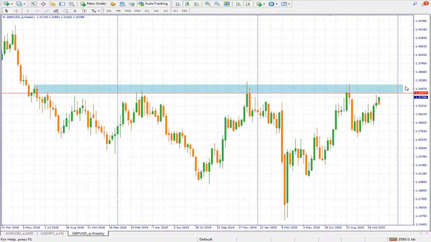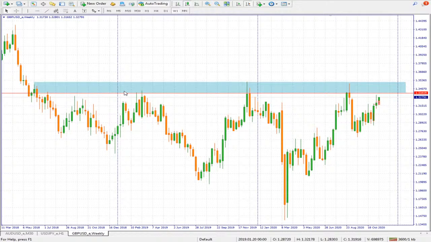You can see what has been happening for a very long time now. The price has been using this zone as a resistance level. From this point, it was a resistance. The price continued down, it came back as a resistance, it continued down, it came back as a resistance, and it continued down again. So technically this remains a good place to look for a sell from.